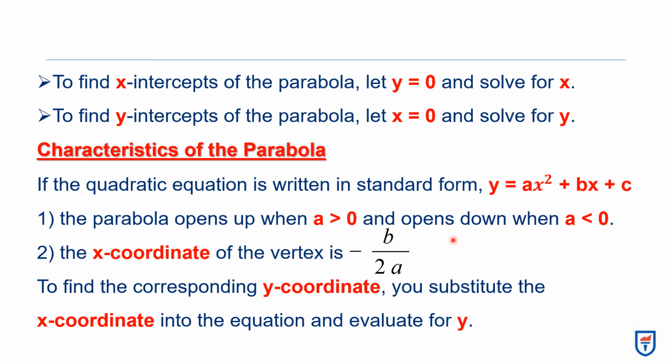We identify our b and substitute into this formula, and then we identify our a, then we solve for the x coordinate. And then when we want the y coordinate, we substitute the x coordinate, the vertex value, into our quadratic equation and solve for the y value. Then we get the coordinate of our vertex.